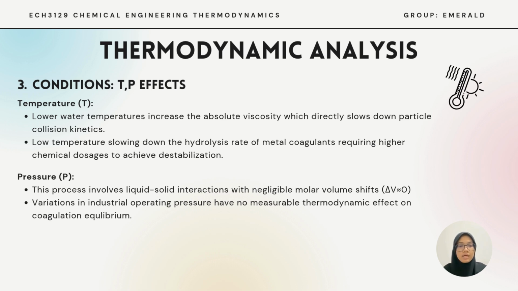Second, pressure has virtually no impact. Coagulation strictly involves liquid-solid interaction where the molar volume shifts are negligible, meaning the delta V is approximately 0. Because of this, variation in industrial operating pressure has no measurable thermodynamic effect on the coagulation equilibrium. That's all for part 1, the coagulation process.